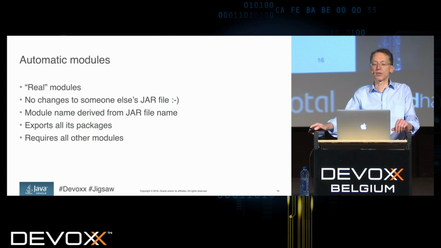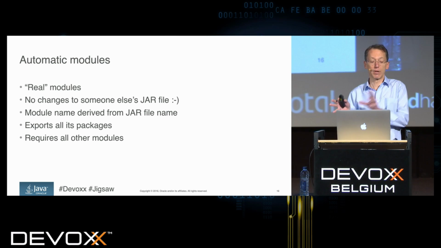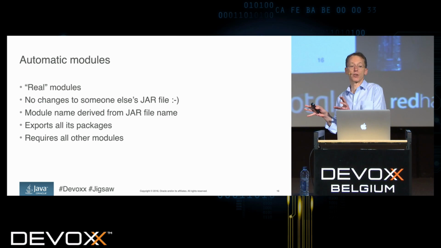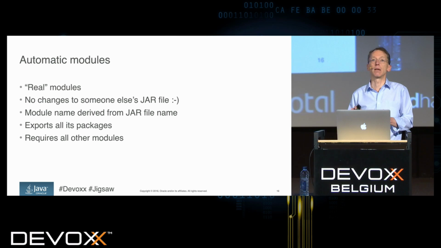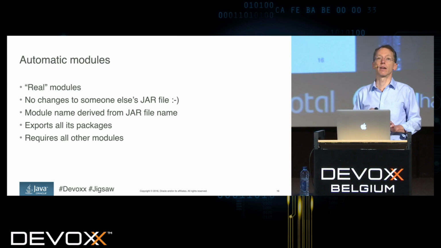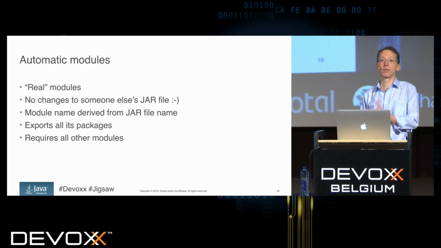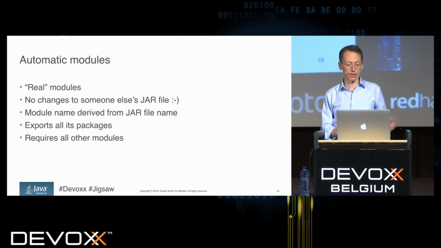So, an automatic module is a jar file that you just put on the module path rather than the class path. Once you do that, you have a real module. You don't have to change the jar file at all. The module name is derived from the jar file name. It exports all of its packages, and it requires all other modules. In effect, automatic modules mean that today's jars are tomorrow's modules without change.